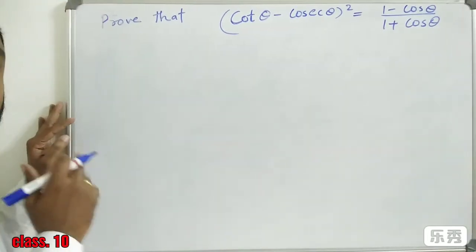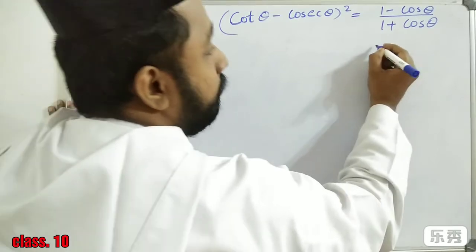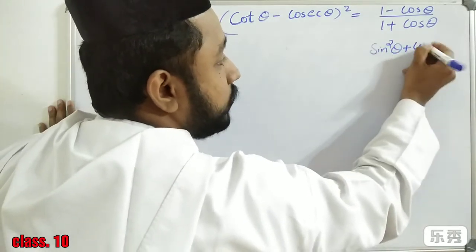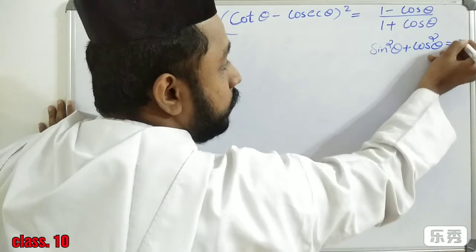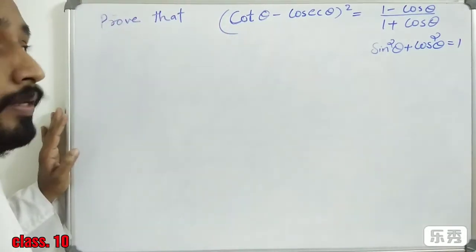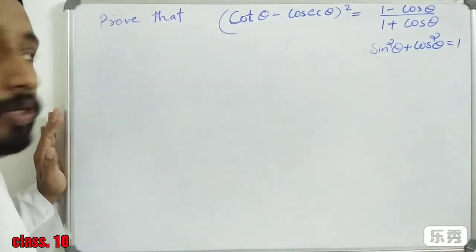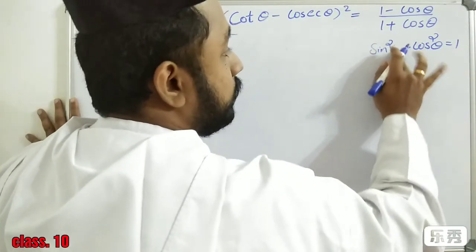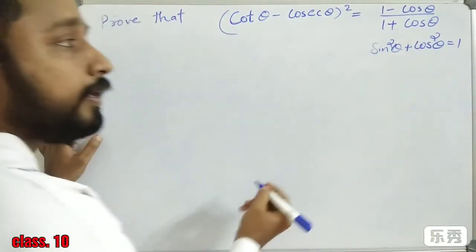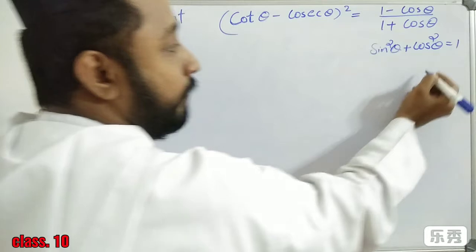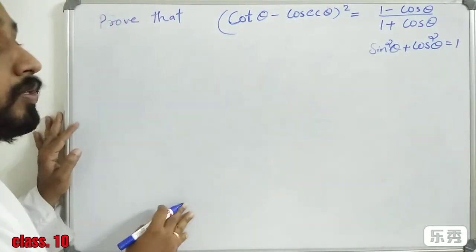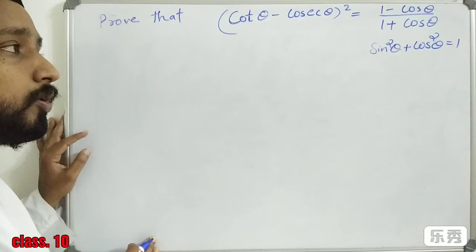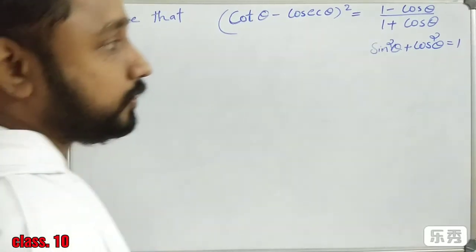Before that, I am going to write our identities. We have first identity: sin square theta plus cos square theta is equal to 1. This is the first identity. Sin square theta plus cos square theta is equal to 1, or sin square A plus cos square A is equal to 1. Then from this we will get another two identities. First one, sin square theta is equal to 1 minus cos square theta, and cos square theta is equal to 1 minus sin square theta.